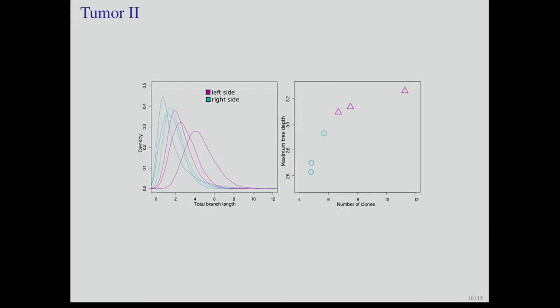Another example is from another tumor. Here it's interesting that if we look at summary statistics from these trees, like the total branch length, we can see that the left side and the right side cluster together. It works even better if we use combinations of multiple summary statistics, like the maximum tree depth and the number of clones. We can really see that these 2 sides are separate.